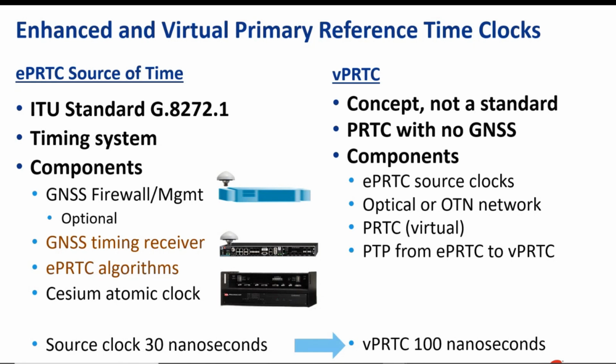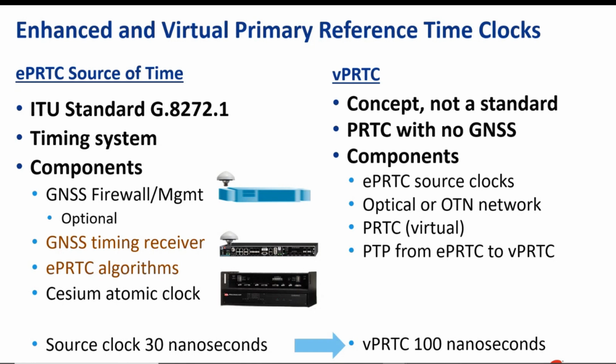So an enhanced primary reference time clock is referred to as an ePRTC. That is an industry standard from the ITU, and it's a timing system. It consists of different components of the system, one being a firewall that detects GNSS or GPS anomalies and forces the system to switch to another reference. It also consists of a GNSS timing receiver that has ePRTC algorithms in the receiver itself.